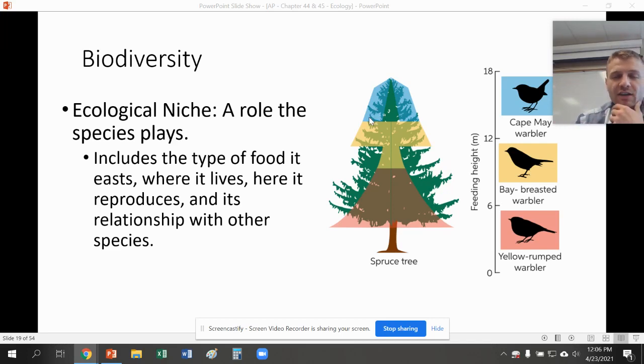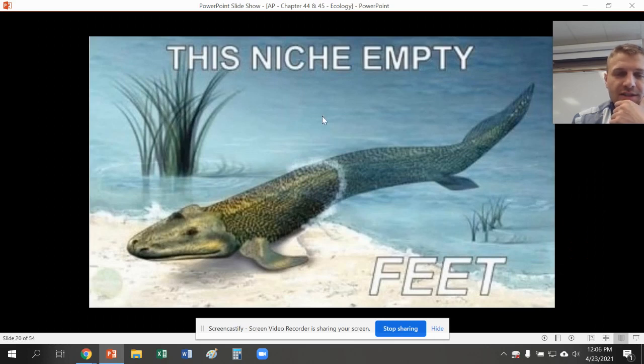The image here, I've yet to find a really good image for this slide, just because this is showing you almost niche partitioning, or niches of these different species. So these species live up here, these species live here, these species live here. So they each have a different role within their habitats. But there is a lot more than just where your habitat is for a niche. So I love using this as an example, though.